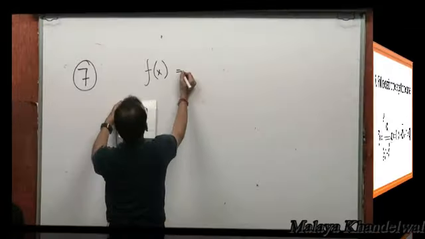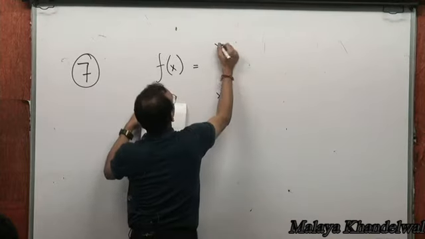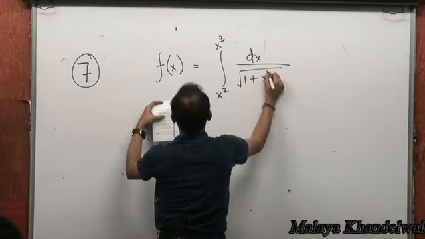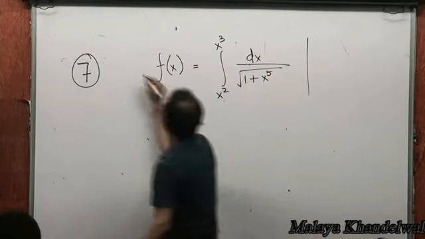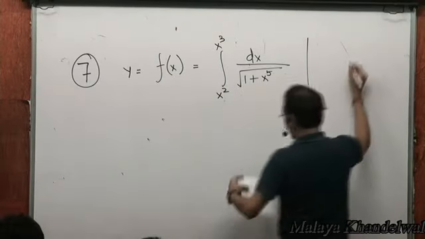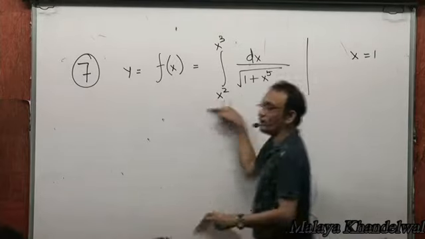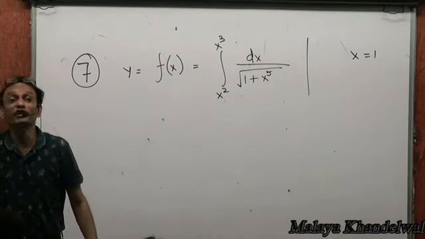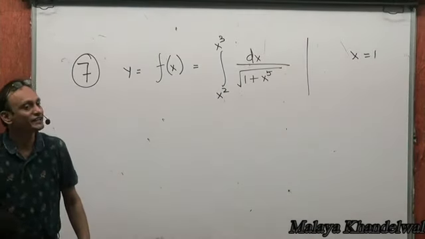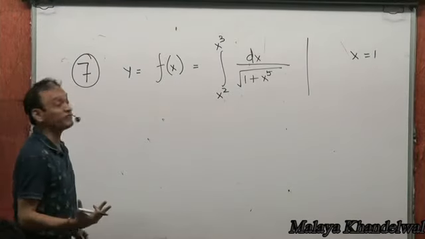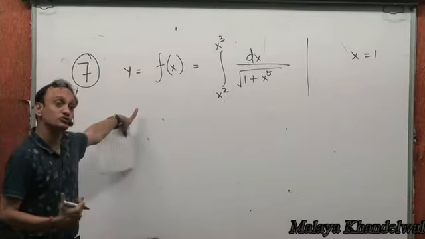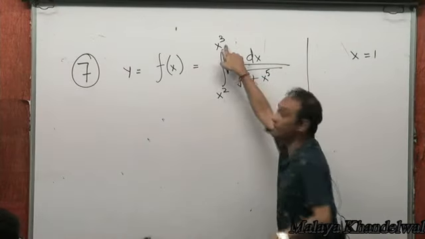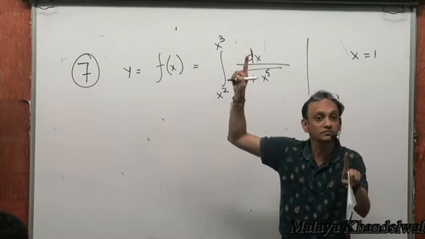There is a curve y equal to f(x), the integral from x squared to x cubed. On this curve y equal to f(x), I want to find the equation of the tangent at x equal to 1. What will be the slope of the tangent at x equal to 1? The value of f dashed x at x equal to 1 will give me the slope of the tangent, right? So I need to differentiate this to find f dashed x and then plug in x equal to 1. And again, noteworthy, this x and this x have nothing to do with each other.